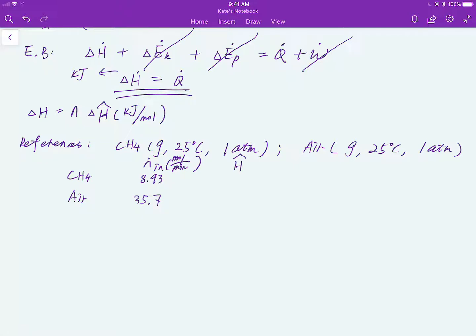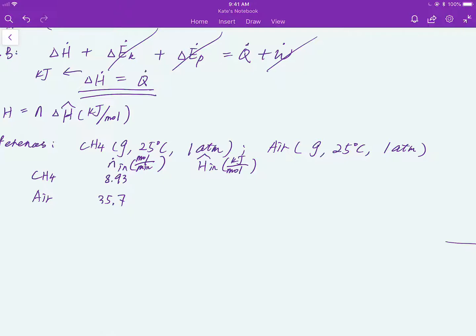And then we have to list specific enthalpy. Specific enthalpy, or sometimes you also call it molar enthalpy, whatever you like. That is kilojoule per mole in this problem. Although there is another unit for specific enthalpy, if you have mass flow rate, then you can have kilojoule per kilogram. In this problem, it's kilojoule per mole. And again, write down the mole flow rate in the output stream, and the unit is mole per minute, and specific enthalpy again in the outlet.